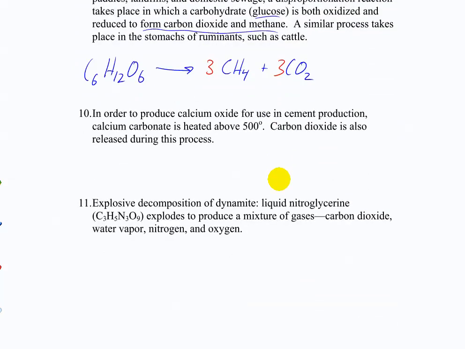Okay, and to produce calcium oxide, which means calcium oxide is going to be over here, calcium carbonate is heated above 500 degrees. Carbon dioxide is also released in this process. That one's balanced as is, right?